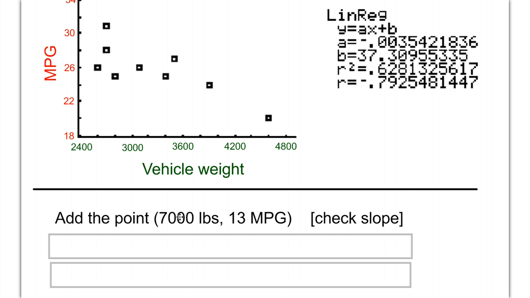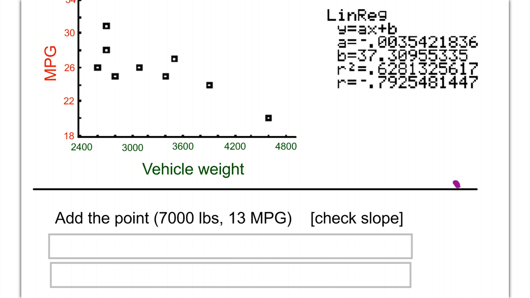So it's going to be the point 7,000 pounds, 13 miles per gallon. And if I had to use my same general scale that I have here to figure out where this point's going to be, it's going to be roughly about this far over, and 13 miles per gallon is going to be probably about this far down. So I'm basically creating a new point somewhere around here, way off the graph.